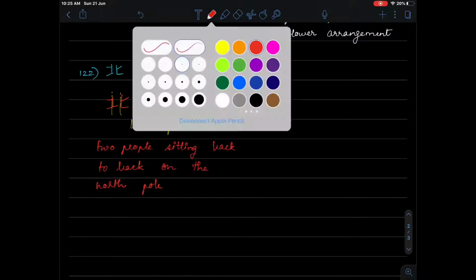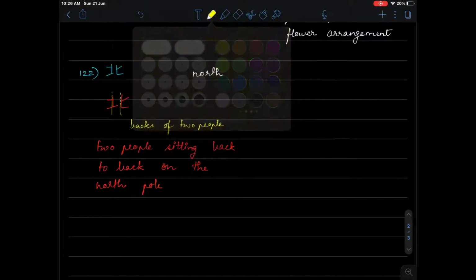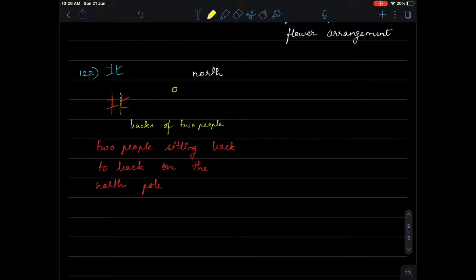Okay, I will just draw it once again to show you how you can visualize this. Let us imagine there is a person sitting like so with his hands out like so, and then there is another person sitting here with his hands like so, and then this is the earth beneath them, and this point indicates north, like you see in your maps and such. So you can see two people sitting back to back on the North Pole.